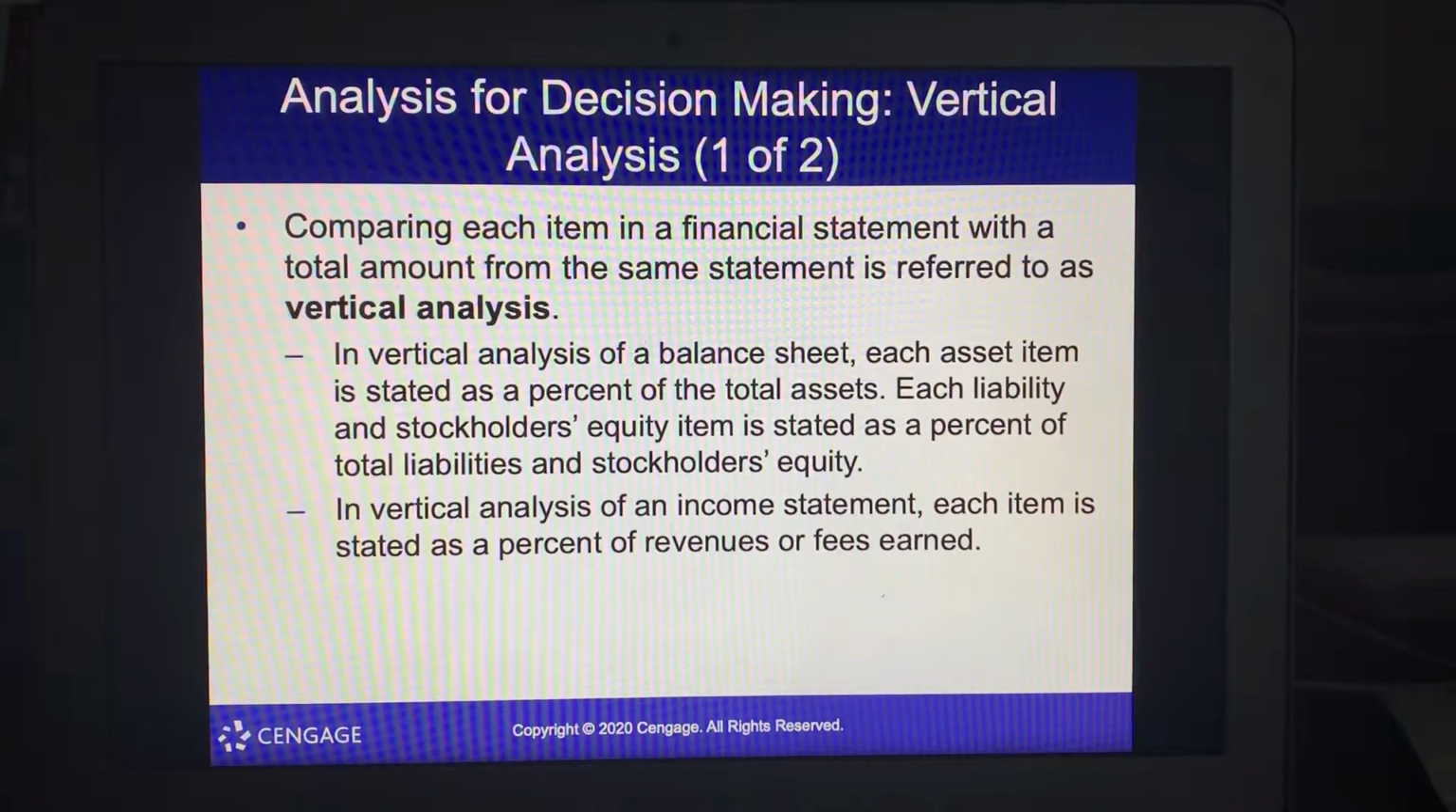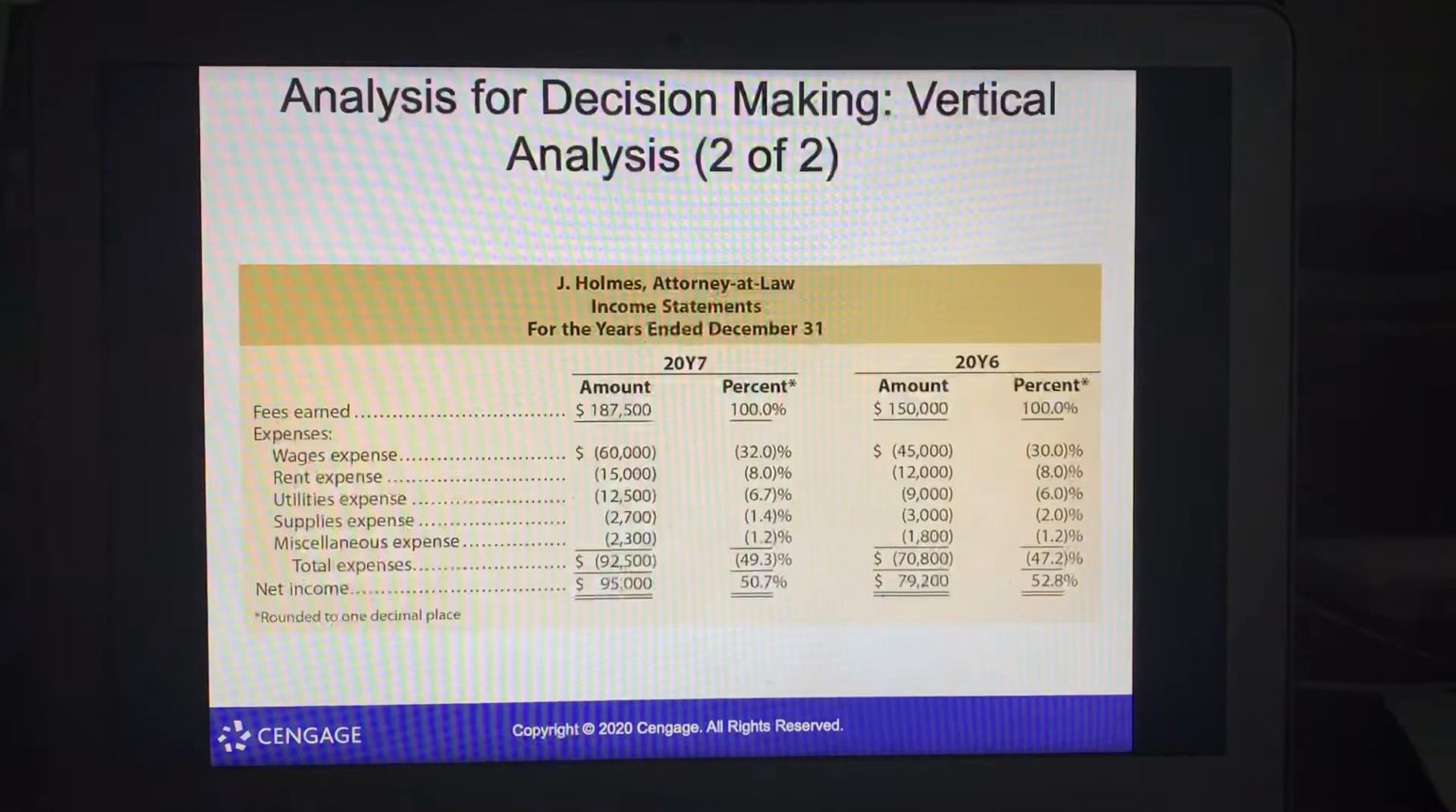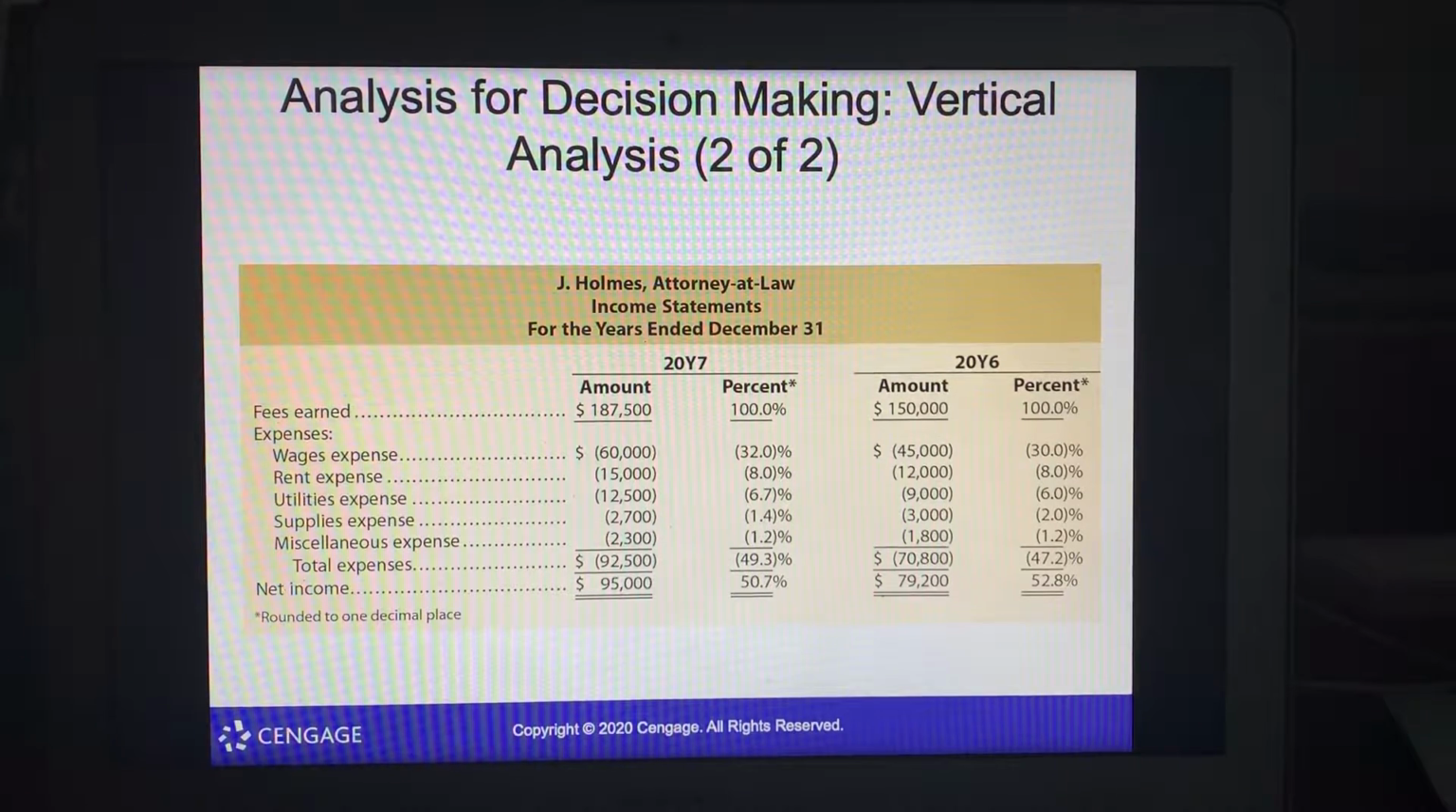So, vertical decision making: comparing items on the financial statement with a total amount of the same statement is referred to as vertical analysis. Okay, so here's vertical analysis, and all you're doing is looking at trends. You're looking from one year to the next. When I look at that, I don't see really anything that sticks out. I can see that our fees earned went up.